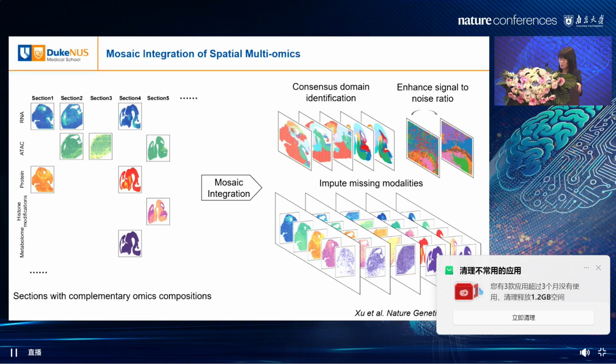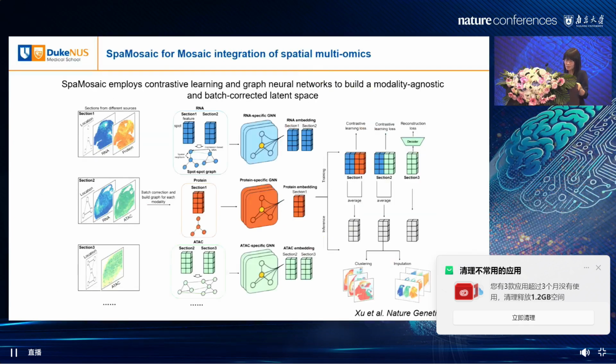So we would like to develop an AI method to achieve a consensus domain identification across all the integrated sections. Meanwhile, we also wish to enhance the signal-to-noise ratios to improve the domain identifications by leveraging the signals from other sections or from other omics. And lastly, we wish to impute the missing modalities so that we can investigate the correlations of two omics that cannot be co-profiled together. So this is the method we developed called SpaMosaic.